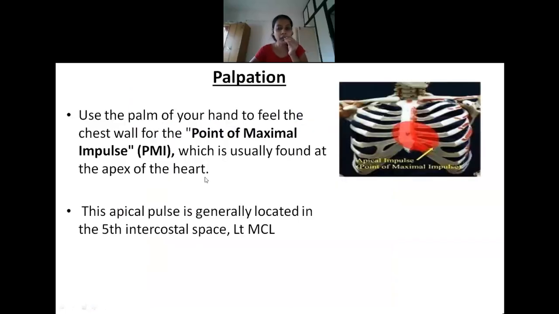Again, I have just mentioned the point of maximum impulse. There is nothing more than that. It is on the left side, in the fifth intercostal space, in the middle of your mid clavicular line. This PMI is also called the apical impulse. In your care plans you might have written apical pulse. Apical pulse means when you put your stethoscope and auscultate for the heart rate or heart sound, how many beats you get. That is the apical pulse, or point of maximum impulse.